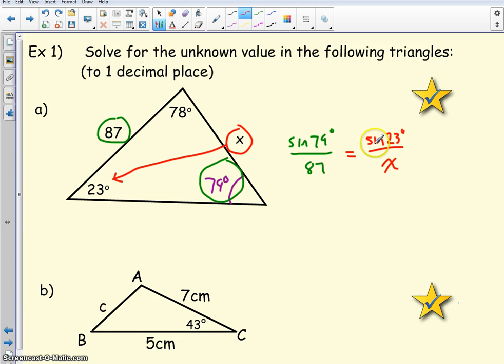And from here on in, I just have to solve. So it looks complicated, I know, because x is in the denominator, but we have ways around that. We can multiply both sides of the equation by x. So if I multiply by x, I'm going to wind up with x times the sine of 79 degrees over 87. And here I'm just going to be left with sine of 23.